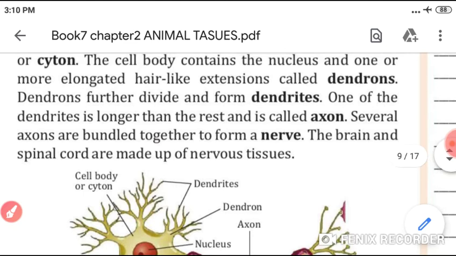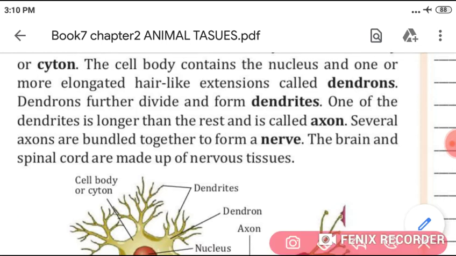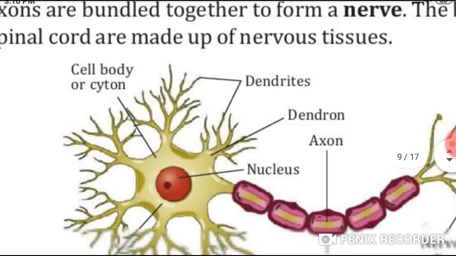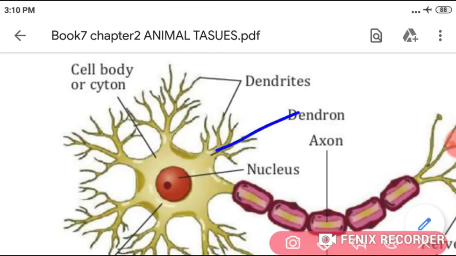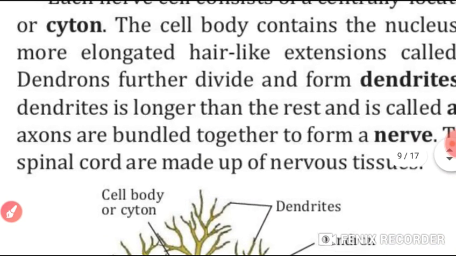Then the cell body contains the nucleus and one or more elongated hair-like projections, extensions, and they are called dendrons. Are you seeing here, students? These hair-like projections are seen here. These are called dendrons. Okay, this one, this one, this one. These all are called what? Dendrons, arising from where? This cell body. Okay, it has one nucleus also.